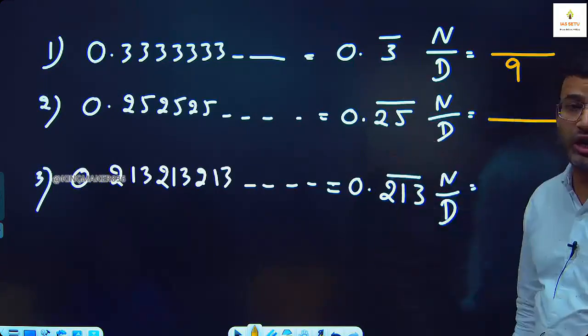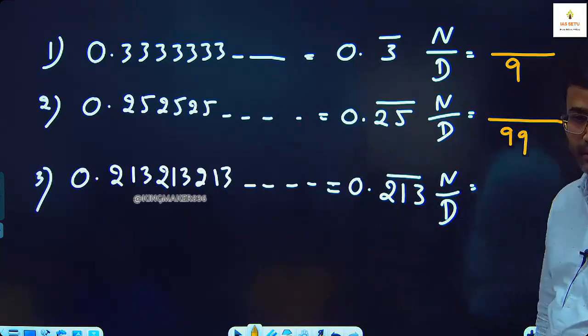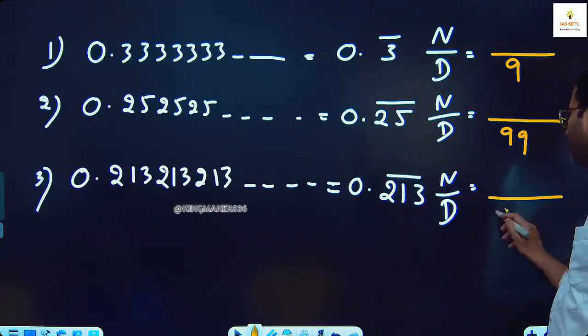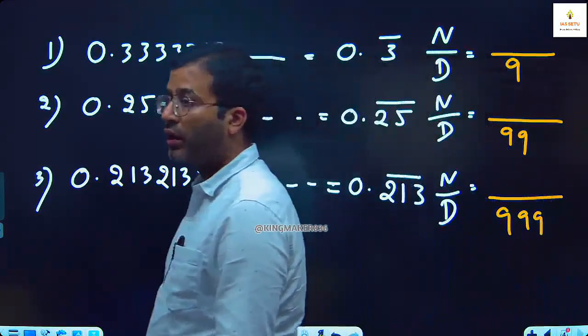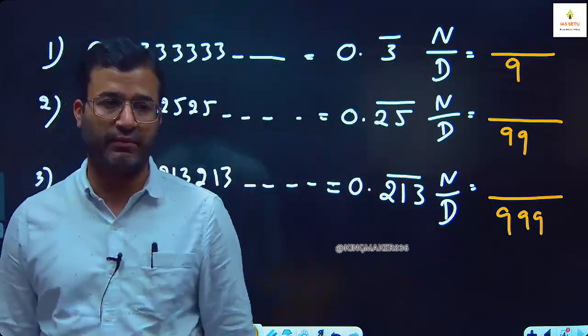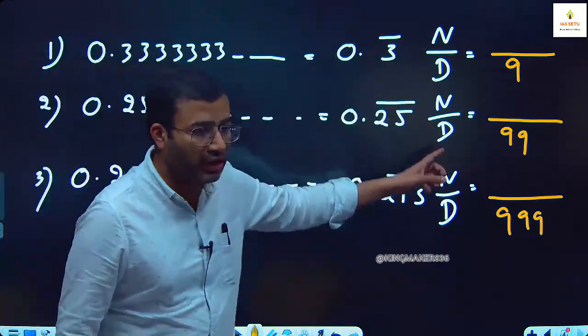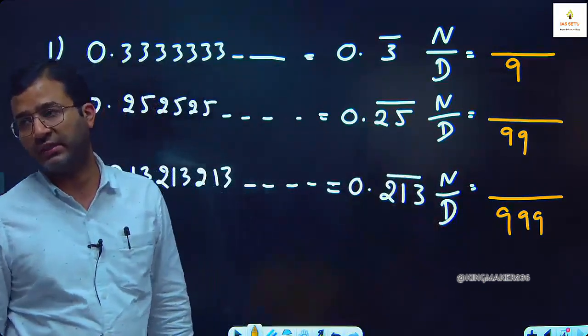Here in this question, how many digits under the bar? 2. So here we have double 9. Here how many digits under the bar? 3. So triple 9. We have as many 9s as there are digits under the bar. If there is 1 digit, one 9. If there are 2 digits, two 9s. If there are 3 digits, there are three 9s.